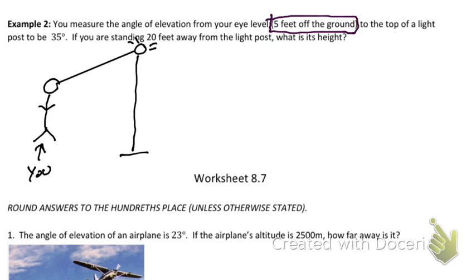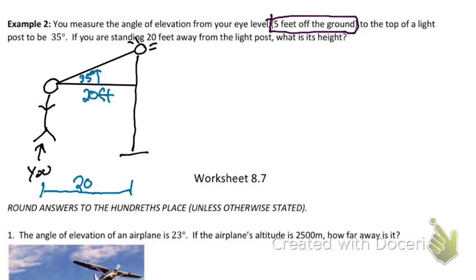Now, that must be an angle of elevation, because your eyesight straight up to it would be an angle of elevation. And it says that this is 35 degrees. It also says that you are exactly 20 feet away from it. So if the distance from you to the light post is 20 feet, that means this distance on our triangle is also 20 feet. How far away you are is how far away your eyes are.